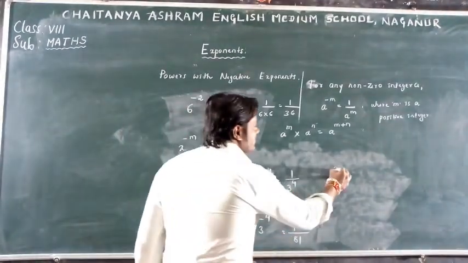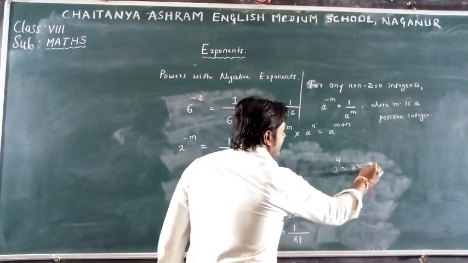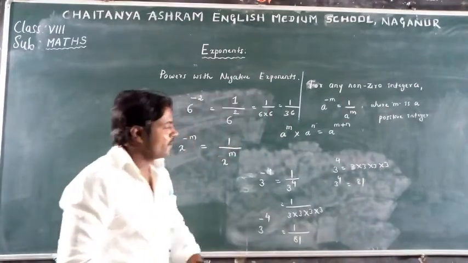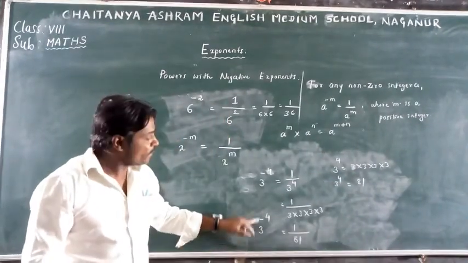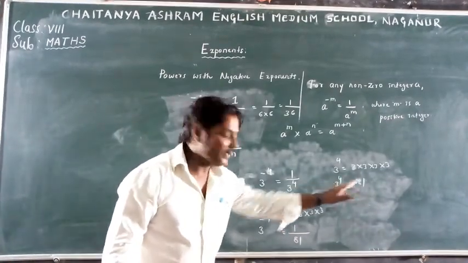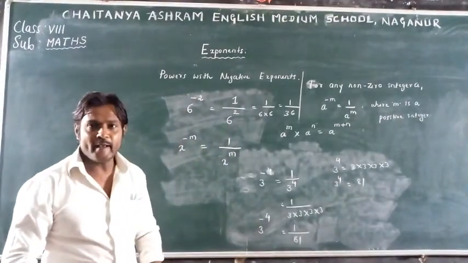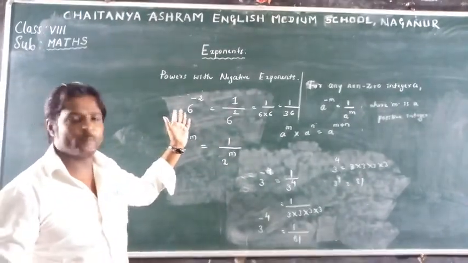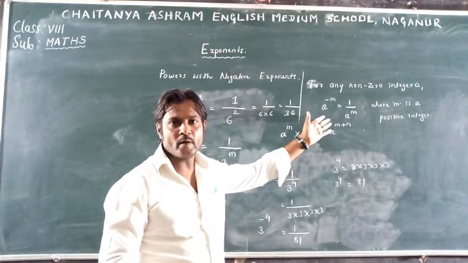What is the value of 3 raised to the power 4? 3 into 3 into 3 into 3 is equal to 81. See the difference. The value of 3 raised to the power 4 is 81, a positive exponent. The value of 3 raised to the power minus 4, a negative exponent, is 1 divided by 81. Same answer, but here we get a fraction because it is a negative exponent. Clear? Dear children, write these examples, conversion of negative exponents to positive exponents, and finally conclude this result about negative exponents.